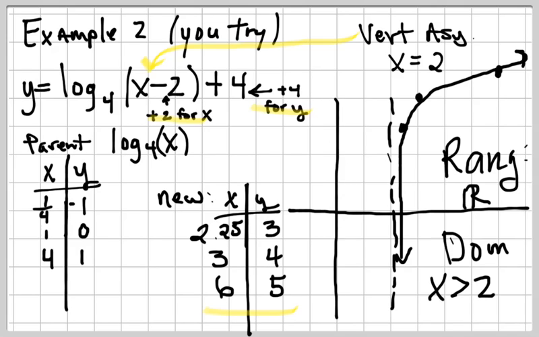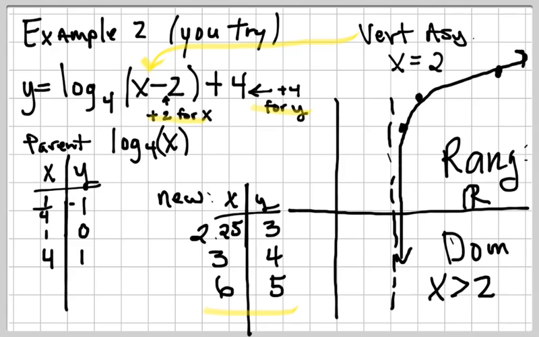I went ahead and graphed it. I made sure to graph the asymptote. I made sure not to break that asymptote. The domain, because my asymptote is positive 2, and my graph is on the right side, the domain is going to be x is greater than 2. The range, of course, is all real numbers here.